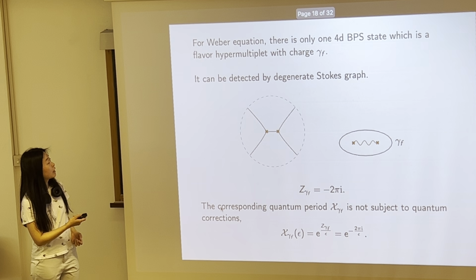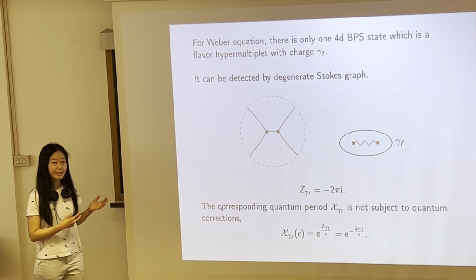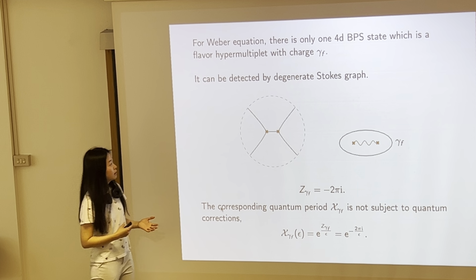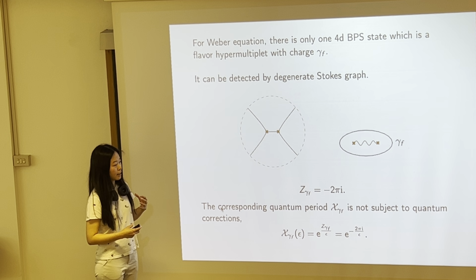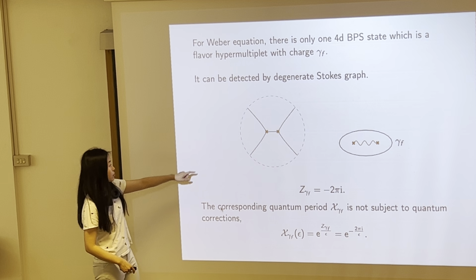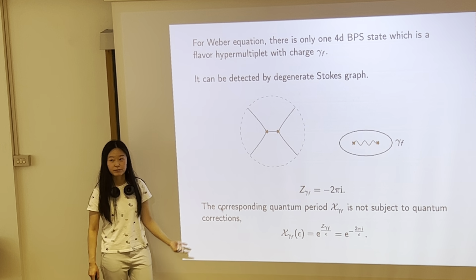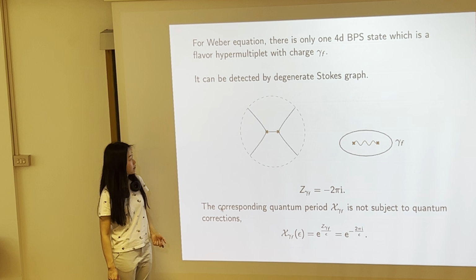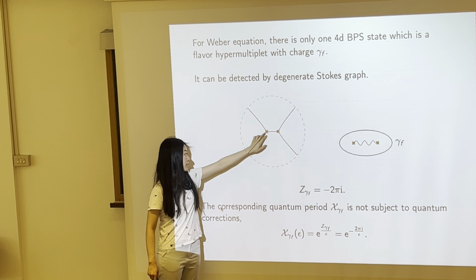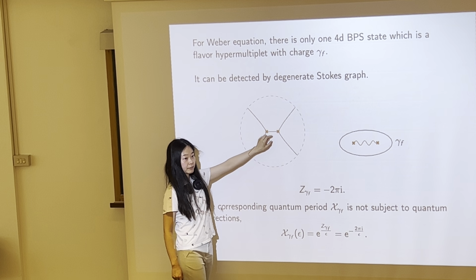So now I have told you that there will be those singularities at the 4D BPS states. Let's check that in this simple example of the Weber equation. In the Weber equation, a way to get the BPS spectrum is to also use this Stokes graph, and the 4D BPS states will show up as the degenerate type of Stokes graph, in the sense that, just as you mentioned earlier, we are using all the simple type of branch points here. So there are 3 trajectories coming out of each of them.